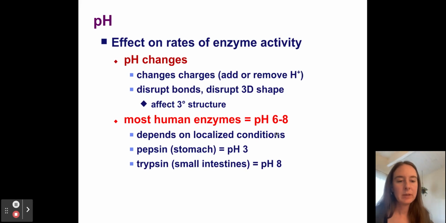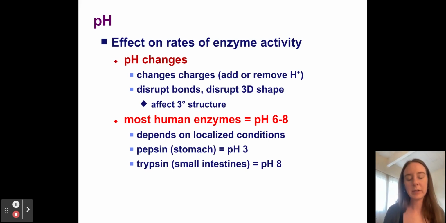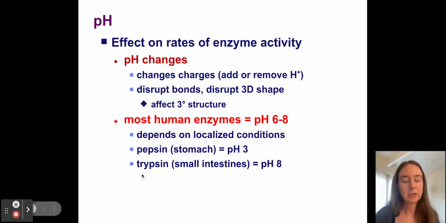Most human enzymes exist in a pH of 6 to 8, but like we saw on the previous graph, our stomach has a much lower pH. It's much more acidic. That helps us break down our food. pH of 3, and pepsin is this enzyme that works in our stomach to break down food. Whereas trypsin is an enzyme in our small intestine, which works at a more alkaline pH of 8.